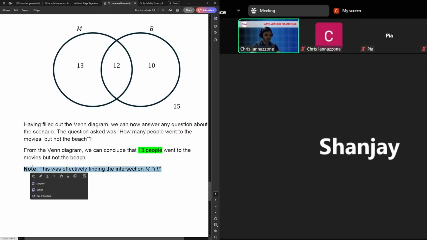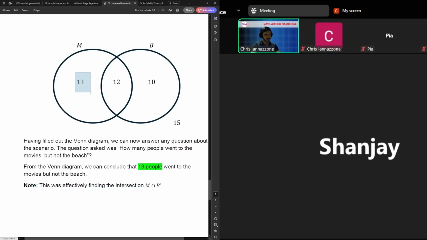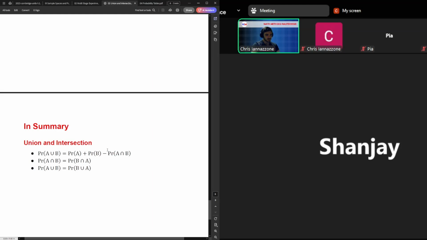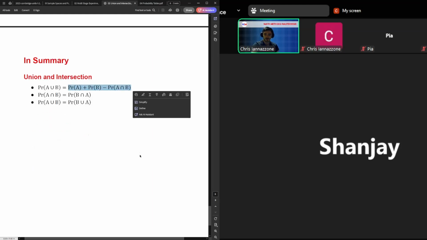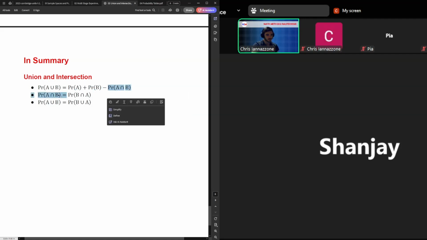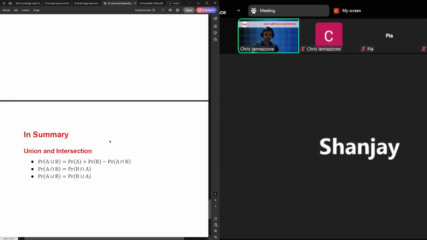As far as intersection notation, this spot on the Venn diagram would be described as M intersection B not, because it's what's in M and not in B. So just this bit here. That's about it. So union, you're always solving from the union equation. I think they call this the addition rule, which is weird because there's a subtraction in there as well. Intersections and unions can be written either way, back to front. To move on from here.